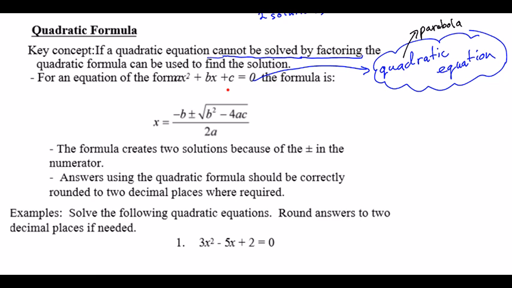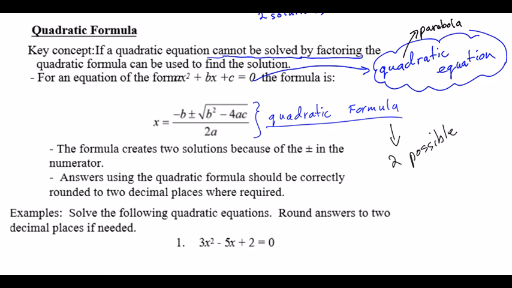This equation here we call the quadratic formula. Now, the quadratic formula allows us to create two possibilities. So for today, we're always talking about two possibilities. The formula creates two solutions by using a plus minus in the numerator.